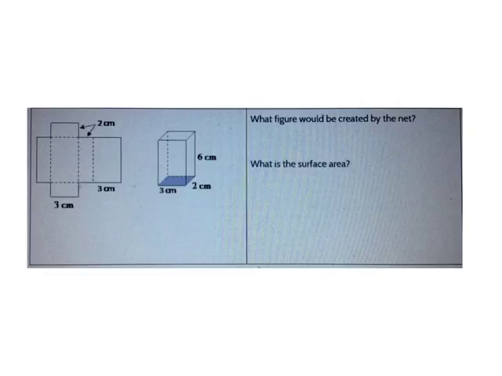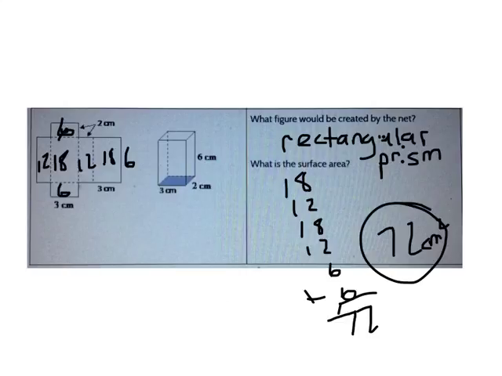What figure is created by this net? This net creates a rectangular prism. What's the surface area? The surface area is 72 centimeters squared.